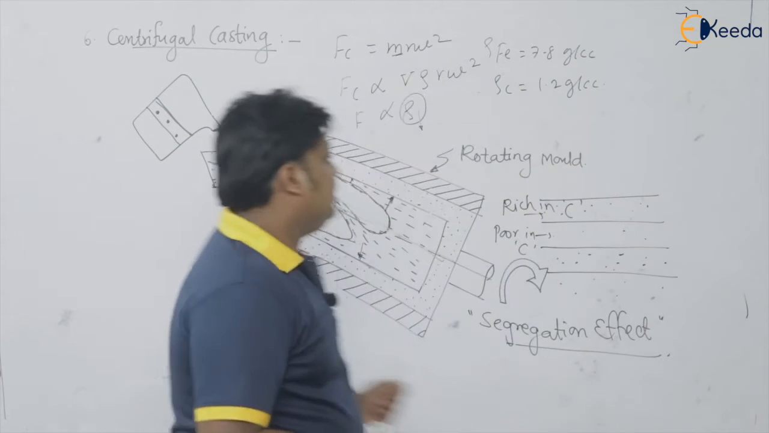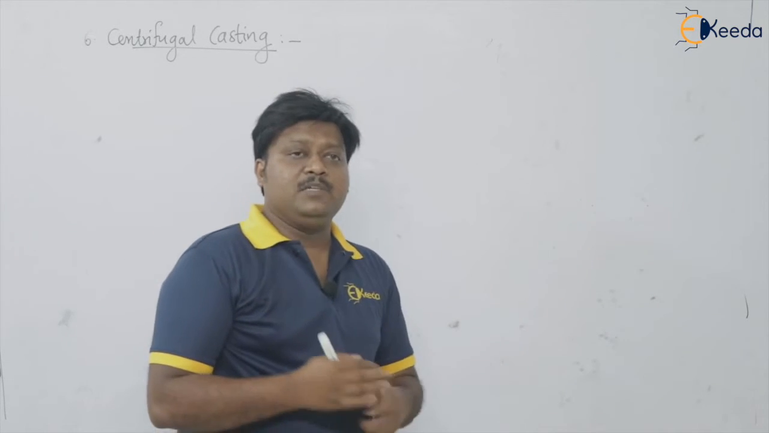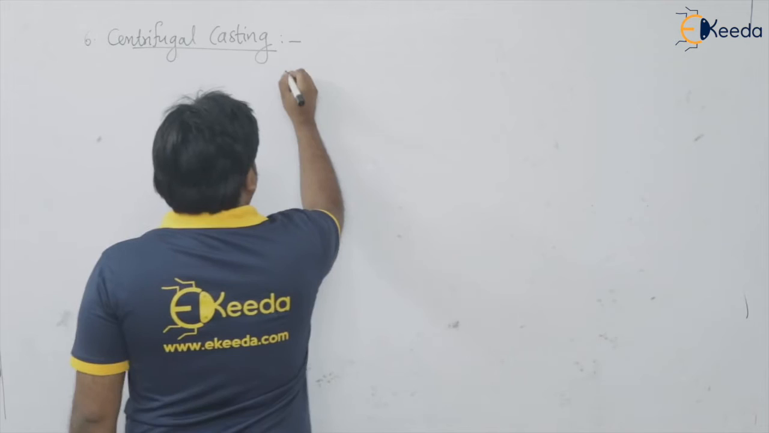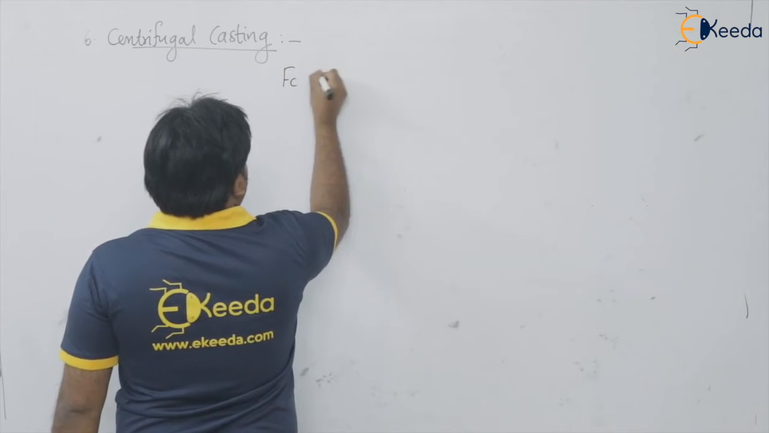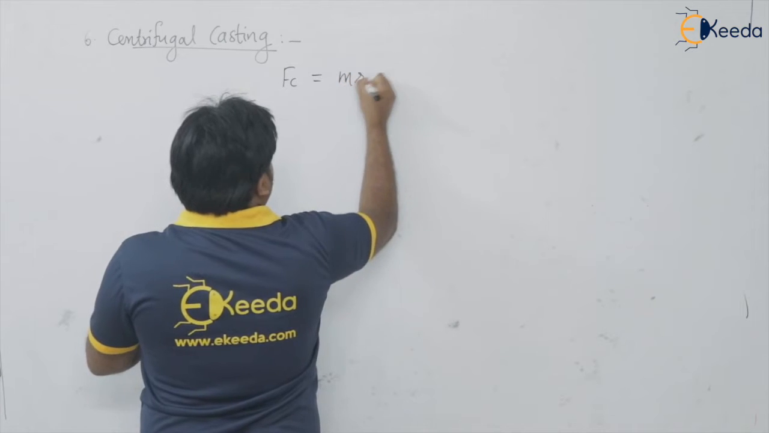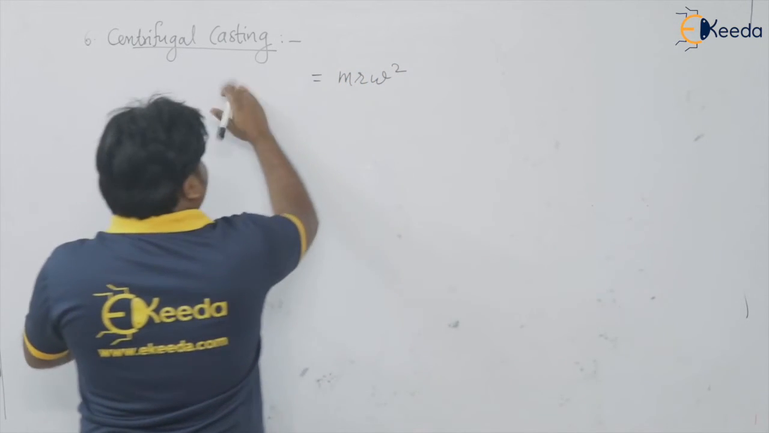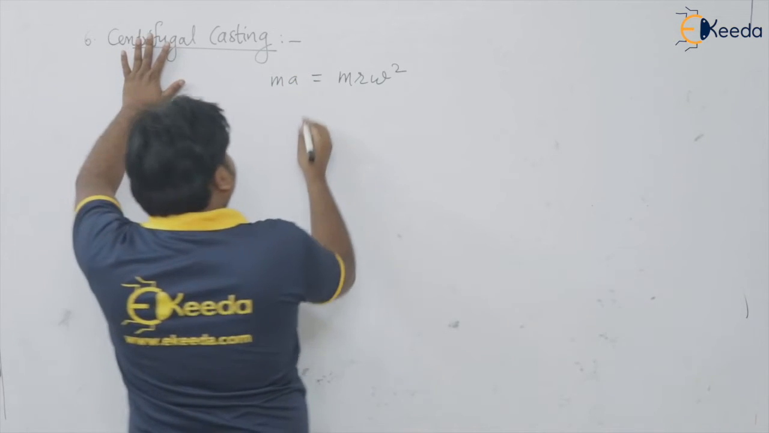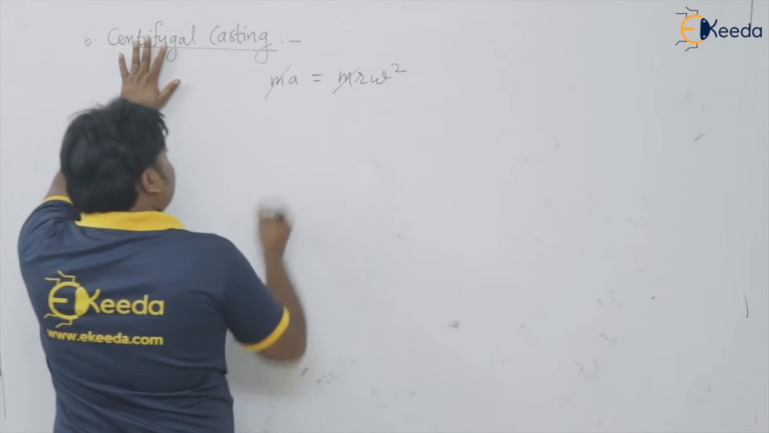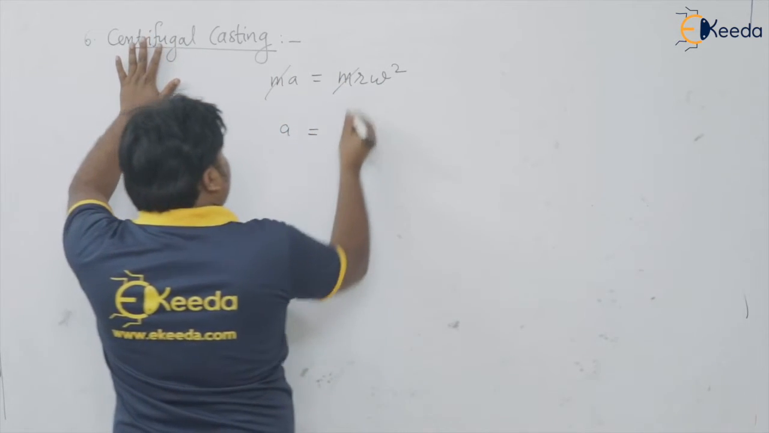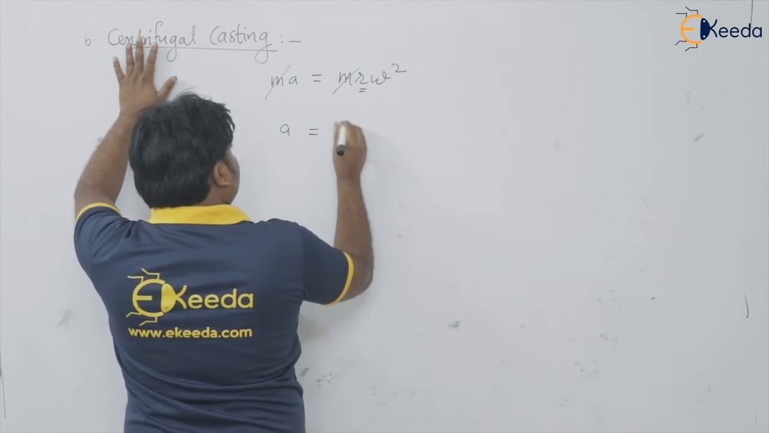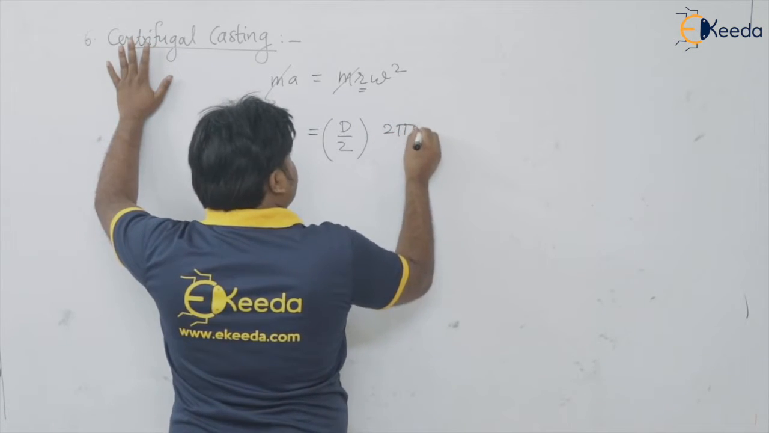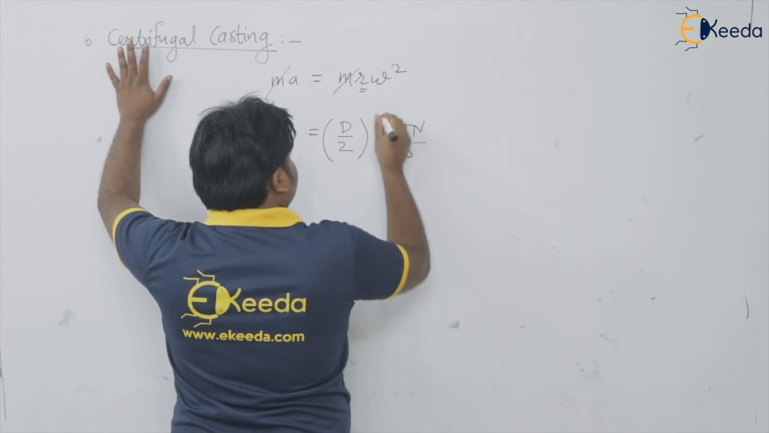Okay, now let's see a little bit about the centrifugal force. We know that the centrifugal force is equal to m r omega square. Okay, and you know force is equal to what? Mass into acceleration, isn't it? So here the mass and mass get cancelled. So this acceleration is equal to r omega square, where r is what? D by 2, isn't it? D by 2, and omega is what? 2 pi n by 60, whole square.